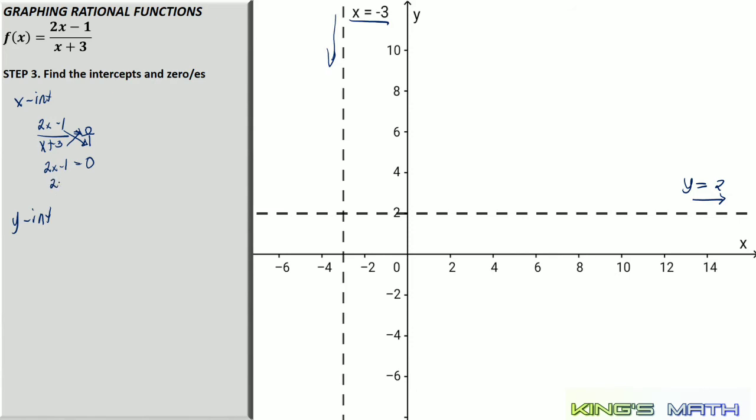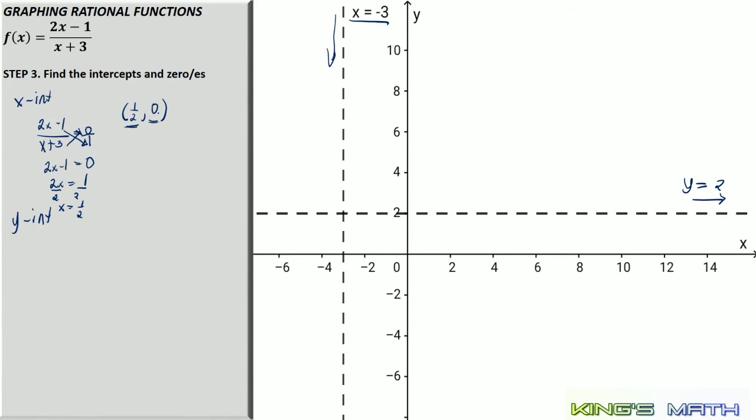We have here 2x equals 1. Divide both sides by 2. Then x will be equal to 1/2. So as we have said, an intercept is a point, meaning our x-intercept here is (1/2, 0). So this is the solved value of x, and this is the y.